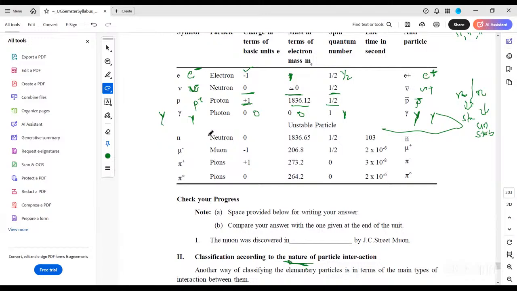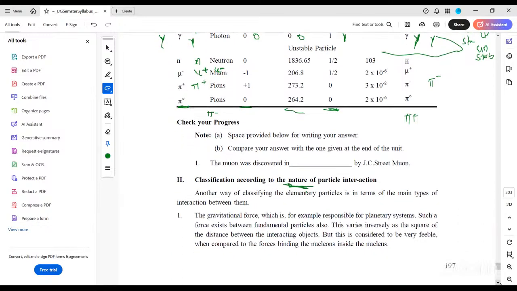The unstable particles are neutron, muon, where we take both mu plus and mu minus, plus charge and minus charge, and pion. If the input has pi plus, the antiparticle is pi minus; if the input has pi minus, the output antiparticle is pi plus. And neutral pion pi naught has charge 0, mass is given, and its spin is given. This is about classification based on stability.